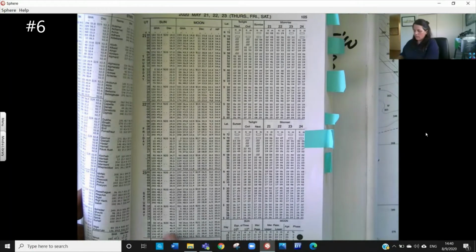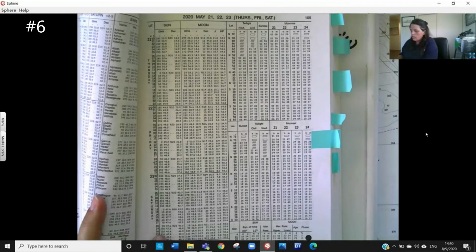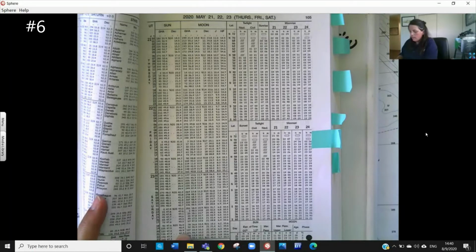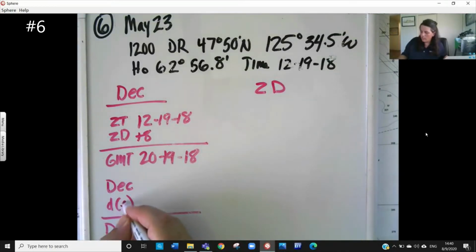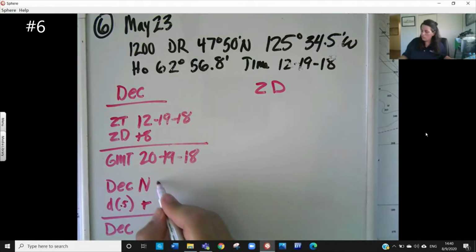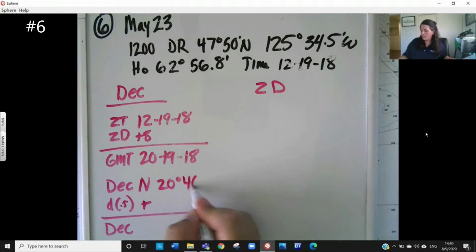On May 23rd, our GMT time was 2019. So for 20, our declination is 20 degrees north, 46.9. We're going to be increasing, adding by 0.5. I'm going to write here 0.5. We're adding. Our declination was north, 20 degrees, 46.9.